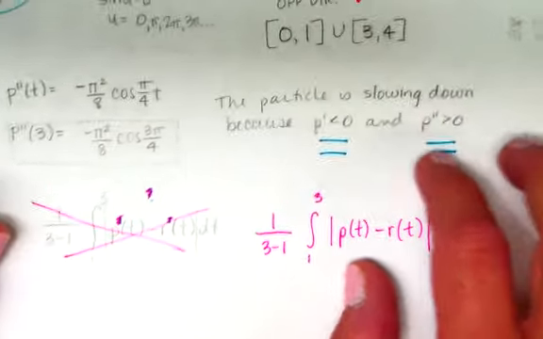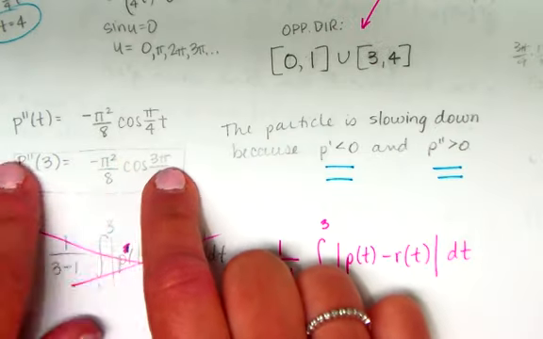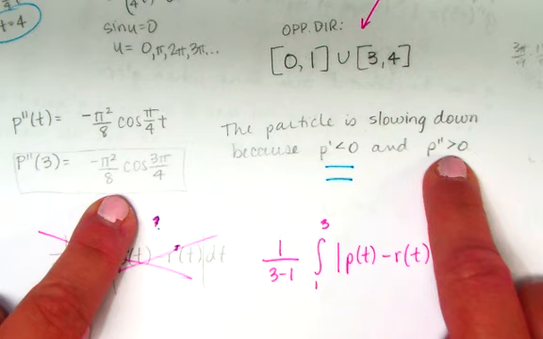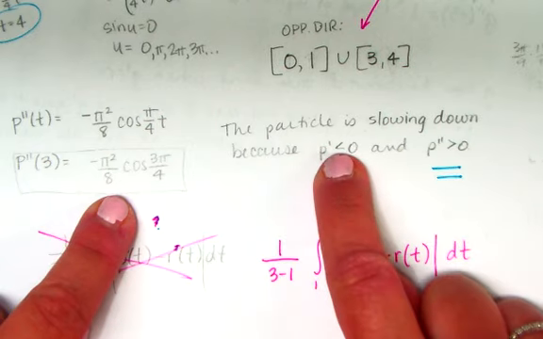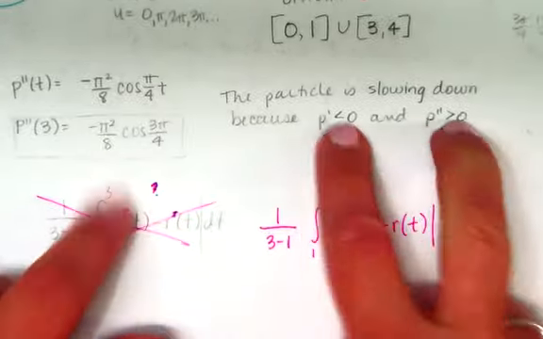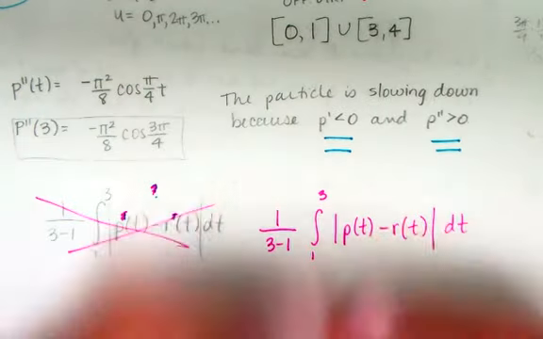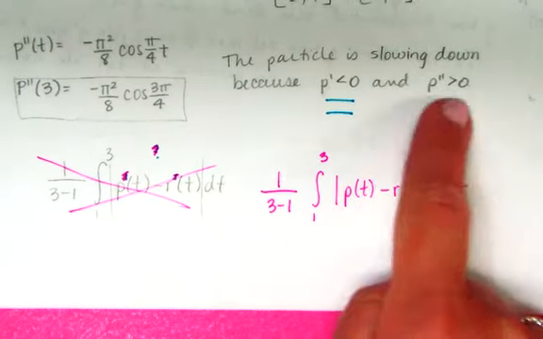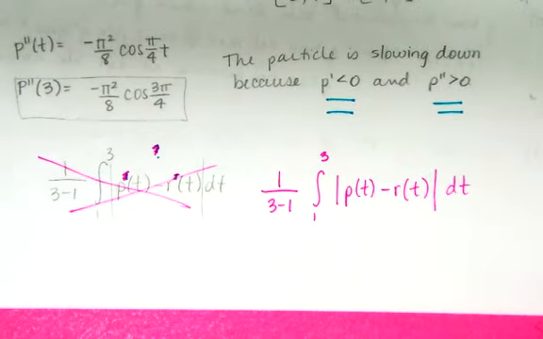And so you have to compare the sign of p double prime at 3 and the sign of p prime at 3, which was negative, looking back up here. So because they're opposing, right, they're in opposite directions, that means that the particle is slowing down. That's velocity and acceleration in direct opposition, okay? If they were in the same direction, then you would say it's speeding up.